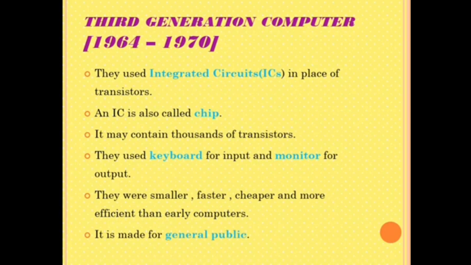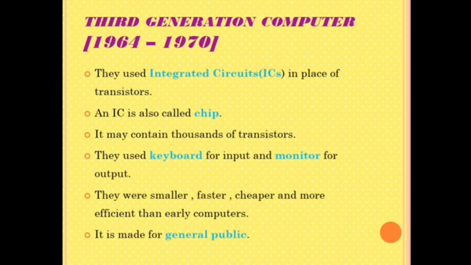Here they used a keyboard for input and a monitor for output. Earlier they used punch cards and magnetic tapes, but here they use keyboards and monitors. They were smaller, faster, cheaper and more efficient than the earlier computers. Compared to the first and second generations, this is very small in size, very fast and very cheap. It is made for the general public.